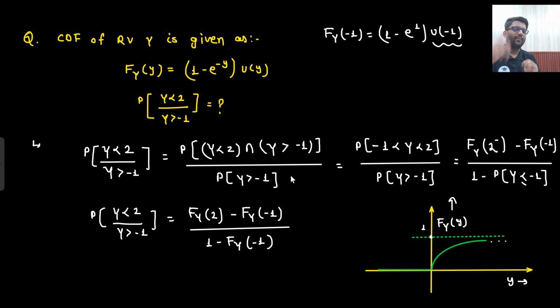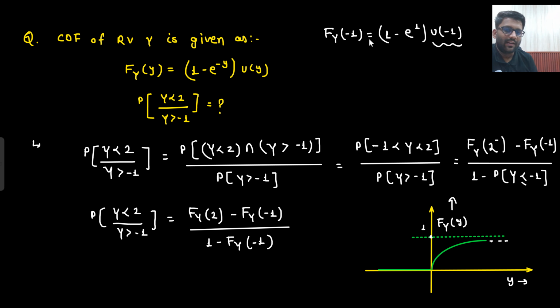So this kind of graph you will be getting. This is your fy of y. Here also you can directly see the probability that random variable y takes a value greater than minus 1. It is 100%, no? Why 100%? Because you know that y is taking values from 0 to infinity only. Y is not taking these negative values.